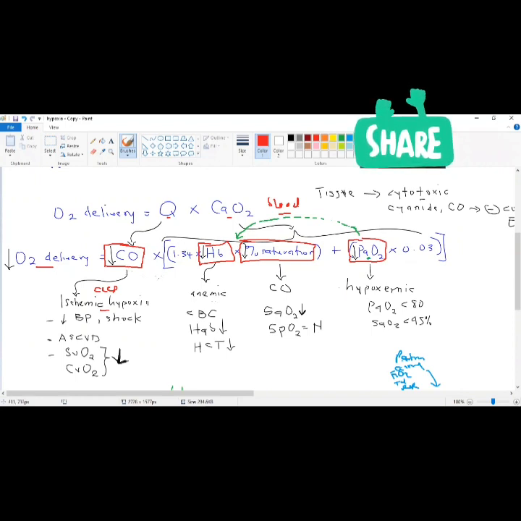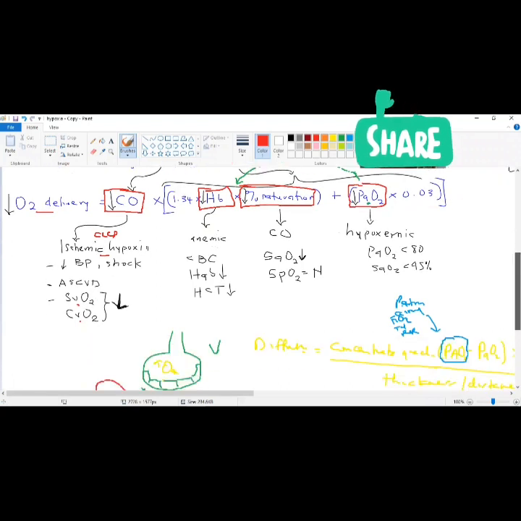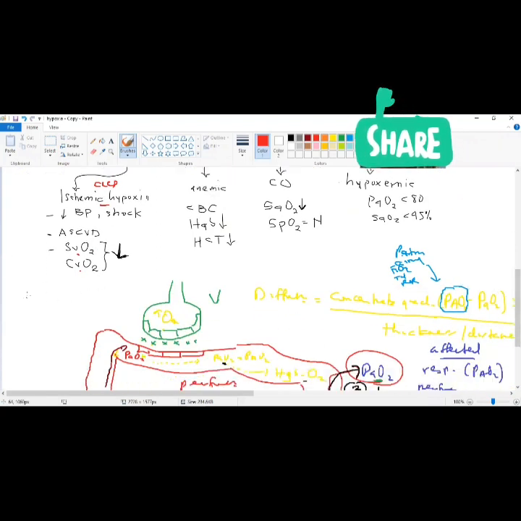There's occlusion, right? One of the tests that we use to determine if the cause of low oxygen delivery is ischemia is SVO2 and CVO2. SVO2 and CVO2 are what? They have venous oxygen content. If a patient has low oxygen delivery to the tissue because of low cardiac output, what do you think the tissue will do?